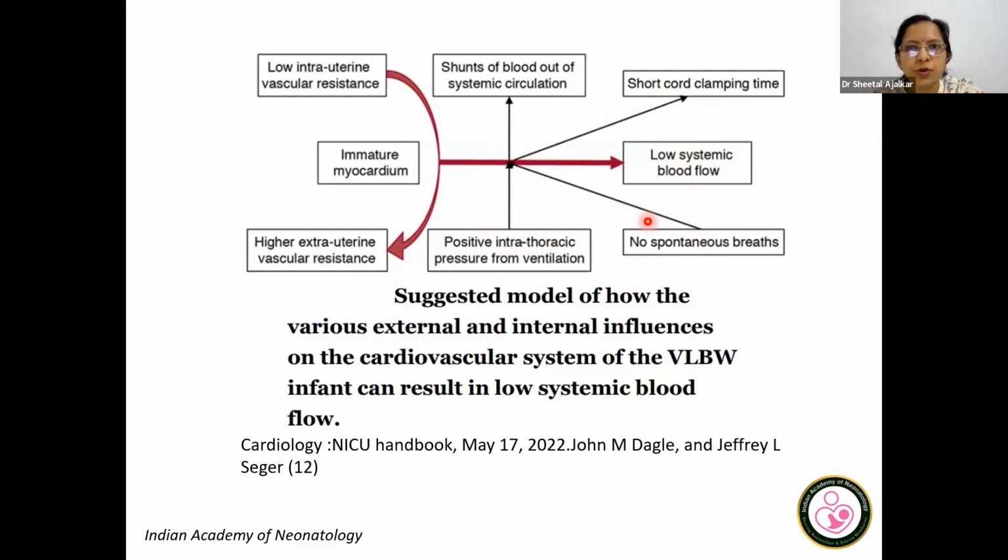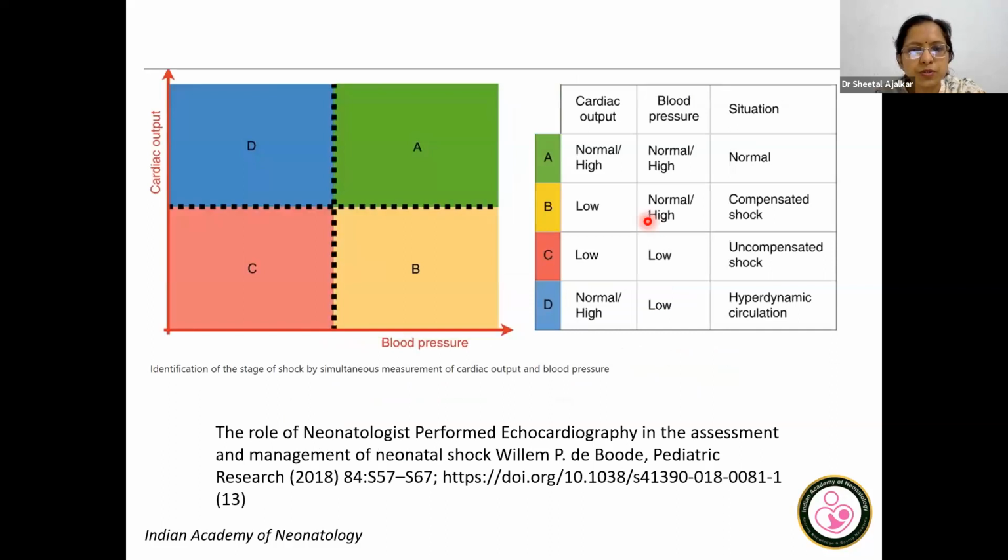The cord clamping should not be early; it should be delayed cord clamping, especially in vigorous babies. The evidence for that is weak for babies less than 28 weeks, but if the babies are vigorous, delayed cord clamping is definitely indicated. Even the Cochrane review indicates the same. Coming to the functional 2D echo-based management, basically the stages of shock: there can be normal, compensated shock, uncompensated shock, and there can be a hyperdynamic circulation.